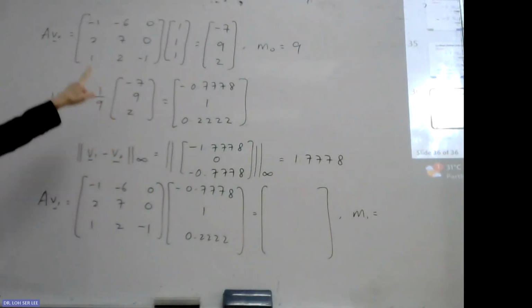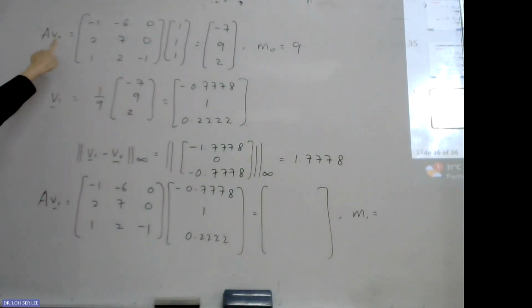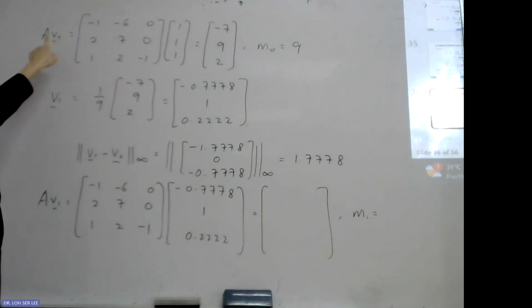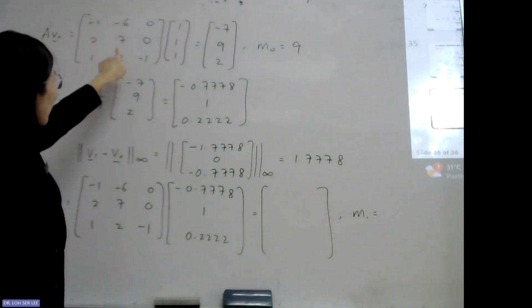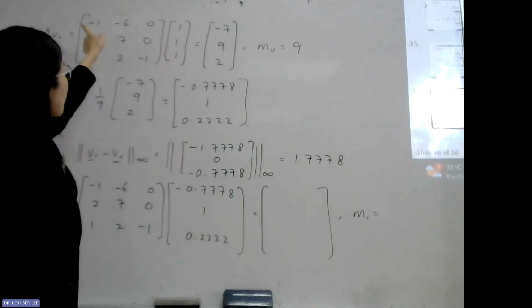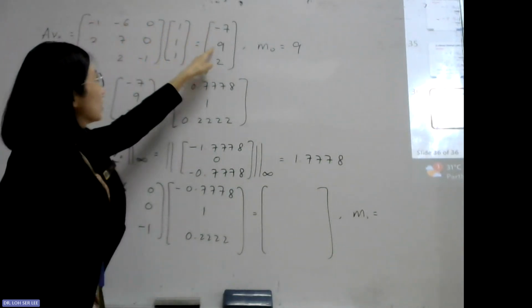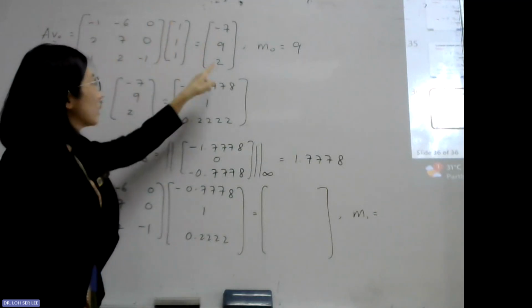Repeat this once again. We start from A, B, K. Iteration always starts from 0. We always start from 0. So A, B naught. This is the given A. This is the given B naught. So row, column, get this. Second row, column, you get this. And the third row, column, you get this.